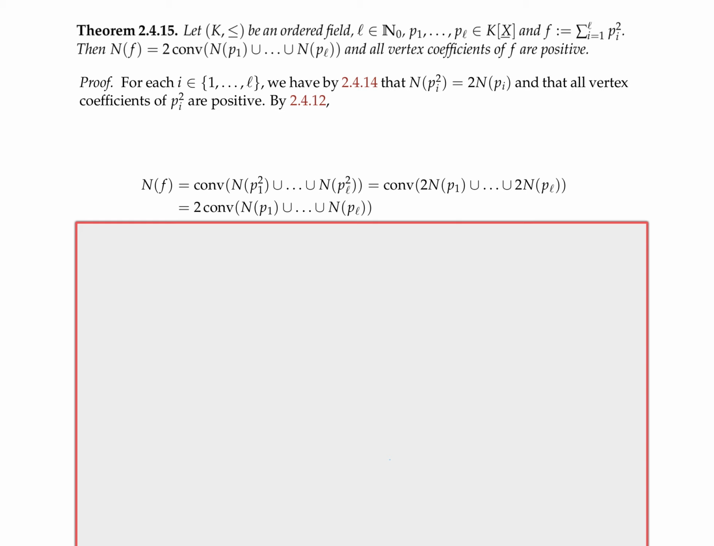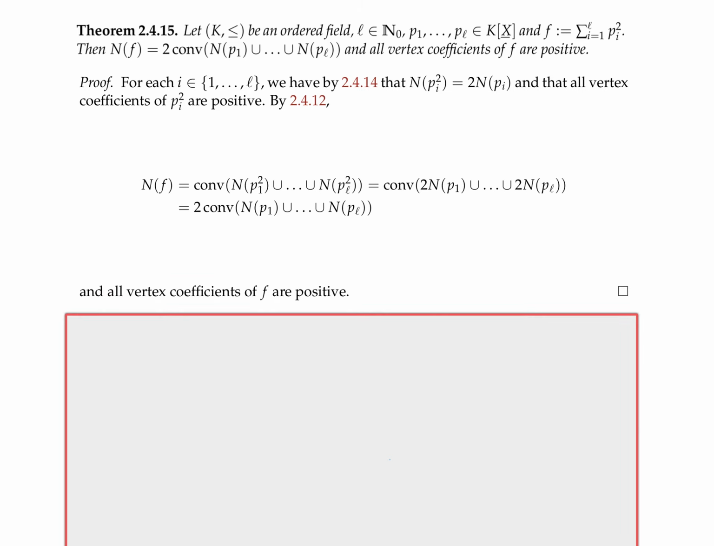But now here we know that this is 2 times the Newton polytope of f, right? And it's very easy to see. I won't do it; it's a little exercise, you can pull out the 2 here. And that's it. And all vertex coefficients of f are positive, because those of the p_i squared were positive. Okay, good.